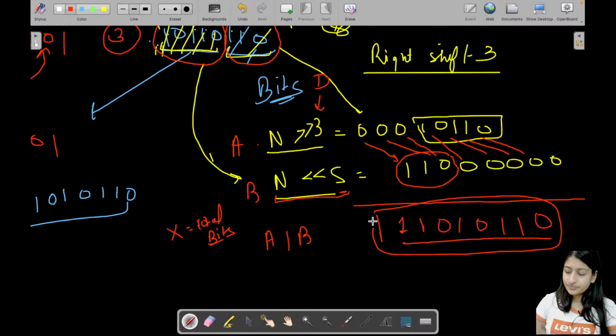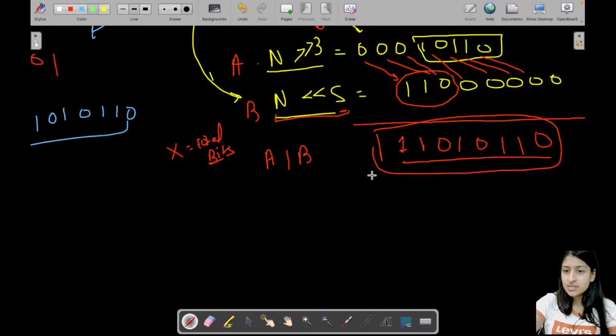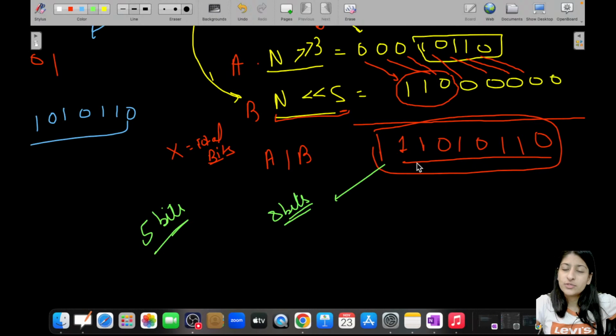Let's say one more development that I want you to understand in this question is, how many bits are these? These are total 8 bits. And let's say in my problem statement I tell you that I want you to return the answer in only 5 bits. So whatever 5 bits you have, just return me those 5 bits. So what can you possibly do?